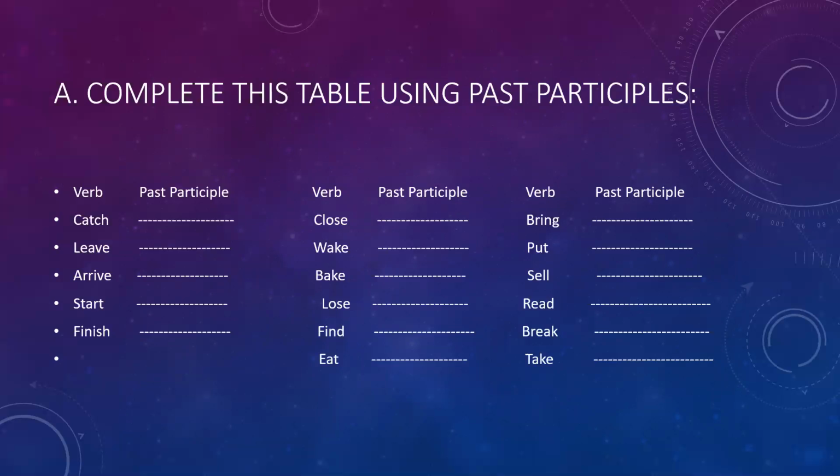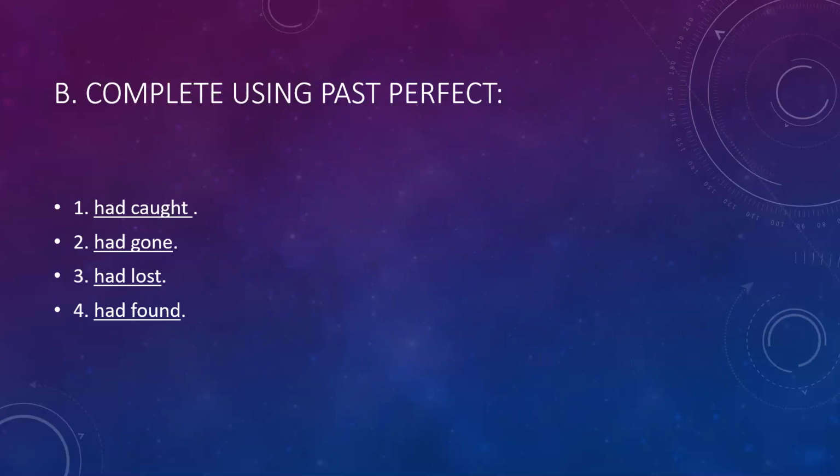Now look at the next exercise. You have to fill in the blanks with the past participle, and you can choose the answers from the yellow box. Past perfect. On Saturday night, I started to sneeze. I had caught a cold in the afternoon. Number 2, I went to Andy's house, but he wasn't there. He had gone out.